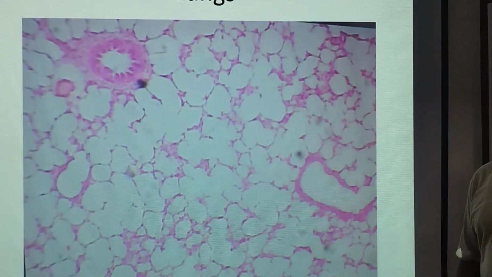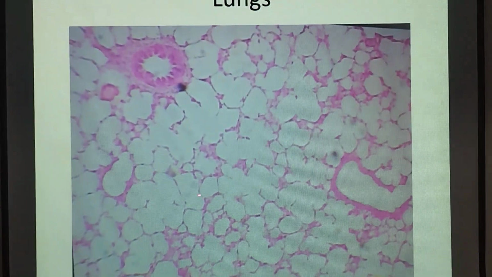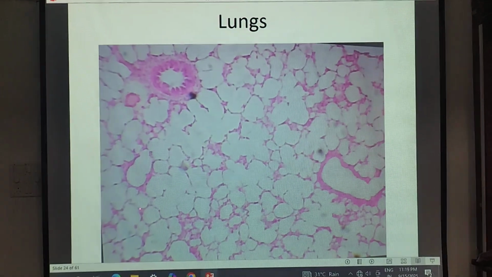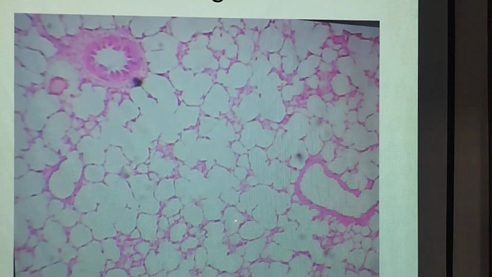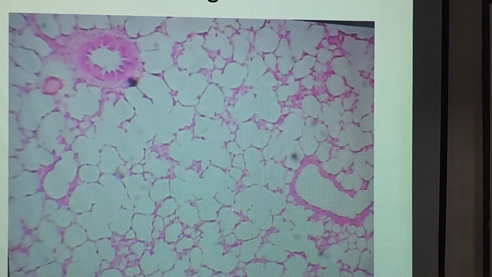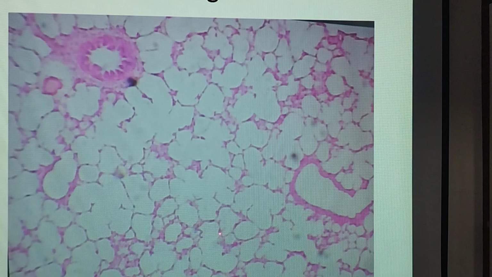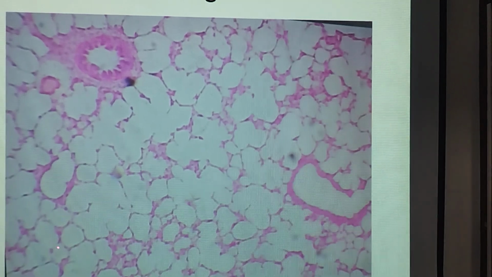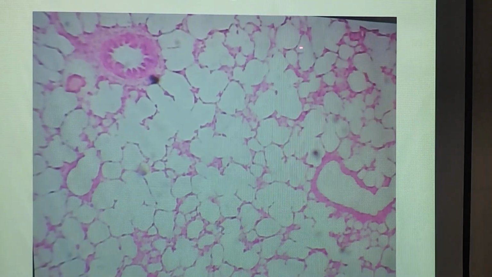So you can see I have put an actual photomicrograph of the lungs. Now how do you identify the lungs? You can see plenty of alveoli. These are all alveoli, lined by simple squamous epithelium. There is one alveolus here, there is one alveolus here. There are so many alveoli which are lined by simple squamous epithelium.